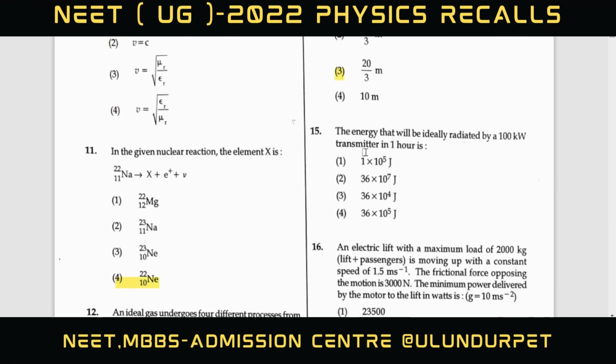15th question: the energy that will be ideally radiated by a 100 kilowatt transmitter in 1 hour is. The option is option 2.